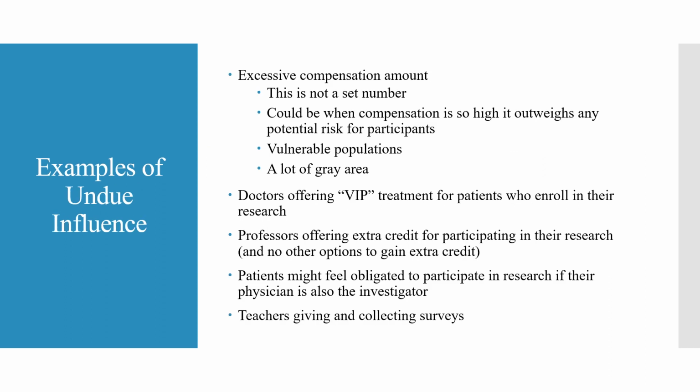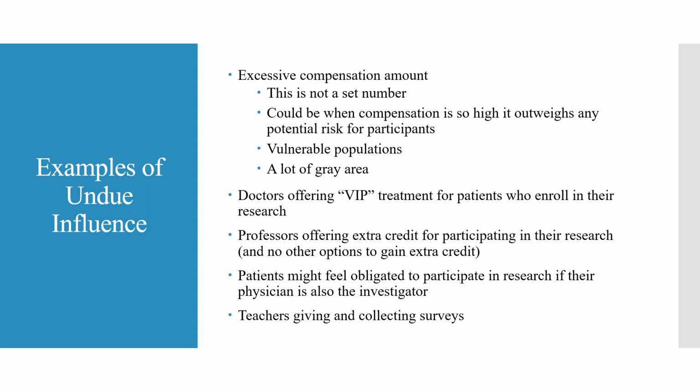Remember, undue influence is kind of the opposite of coercion. Instead of a threat, it's an excessive reward. So some examples of undue influence are excessive compensation amounts. Now, again, both coercion and undue influence can come with a lot of gray area, and when it comes to excessive compensation, there's not a set number for that. The compensation for an anonymous survey might be different than the compensation for a lab study where the participants have to drive to your lab and stay for a week. You might be compensating those people a lot more than the anonymous survey. So there's not a set number, but really what it comes down to is when compensation is so high that it outweighs any potential risks for the participants.